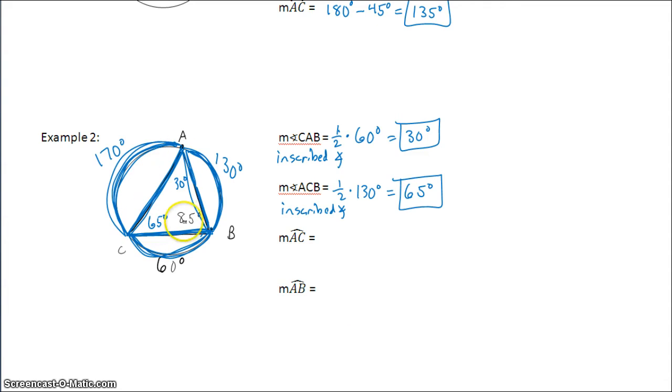Now if I look, I have a triangle. I should be able to take 85 degrees and 65 degrees and 30 degrees, and for an answer I should get 180. And when I check that, I do get 180 degrees. So I know my numbers check out. Now I need to answer my last two questions. Arc AC is 170 degrees, and arc AB is 130 degrees.